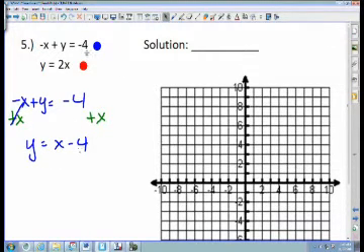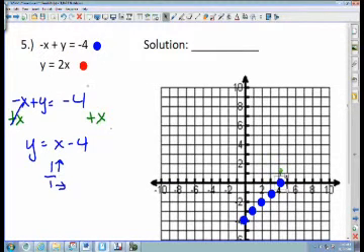I start with the y-intercept at -4. What's my slope now? It's a positive 1, telling me to go up 1 and to the right 1. So here, I'm going to go up 1 to the right 1, put a dot. Up 1 to the right 1.